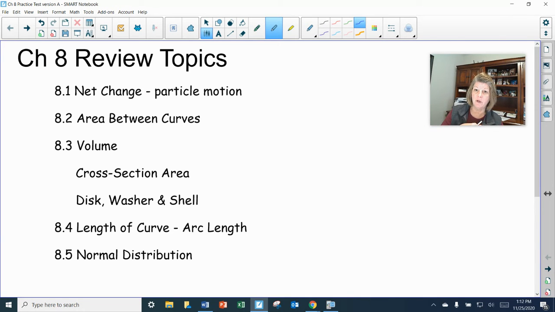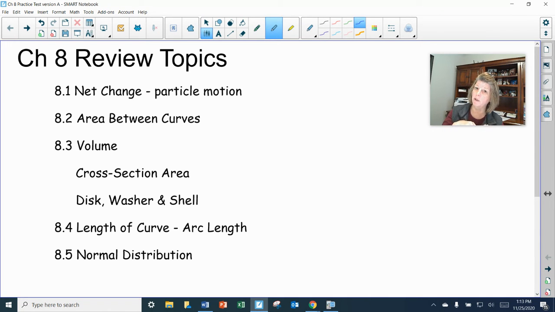8.4 was the length of curves, fairly simple formula. It's the integral of the square root of 1 plus f prime of x squared dx, or square root of 1 plus g prime of y squared dy. So you can work in x and y's with the length of the curve.